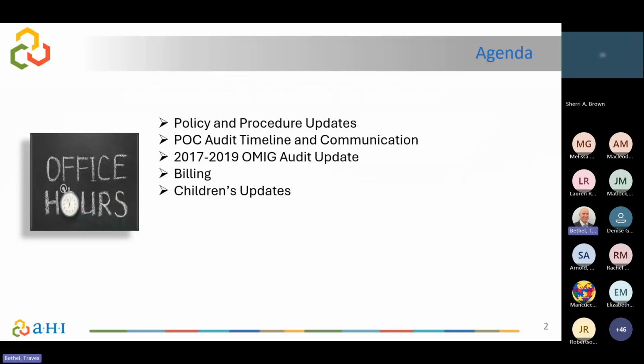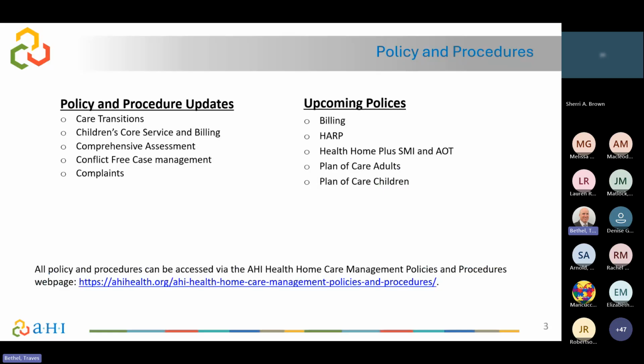We'll start our monthly office hours. So we'll go through policy and procedure updates as we normally do each month. We have the plan of care audit timeline and communication I wanted to walk through, since we've had a number of months of discussions around that. I want to touch base on the OMIG audit again and talk a little bit about billing and then children's updates. So policy and procedure updates, we do have a handful this month that we're going to go through, and then just upcoming policies that are coming our way.